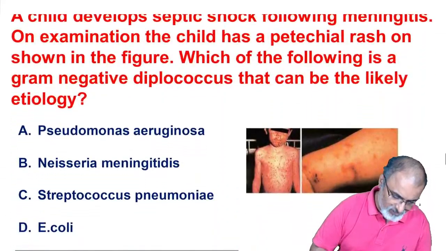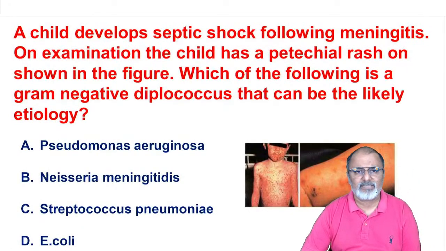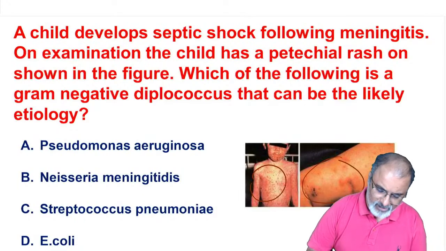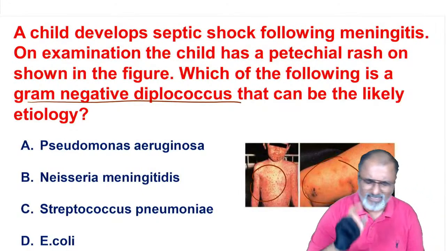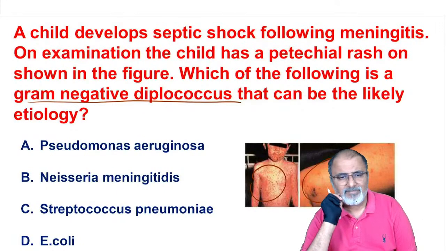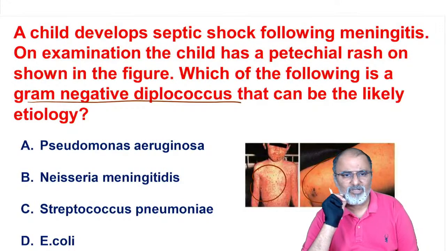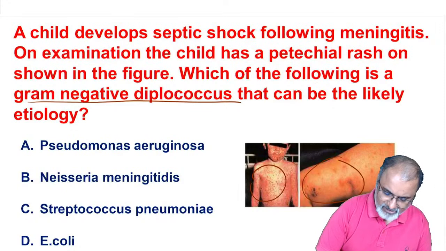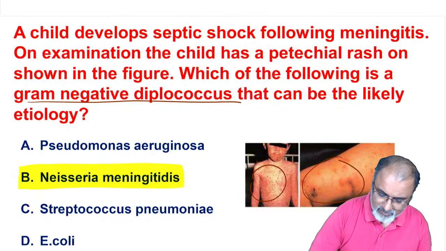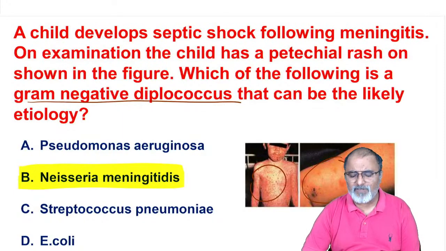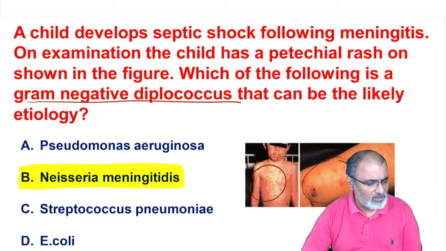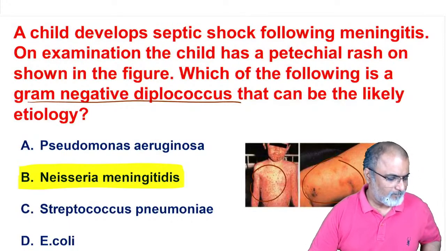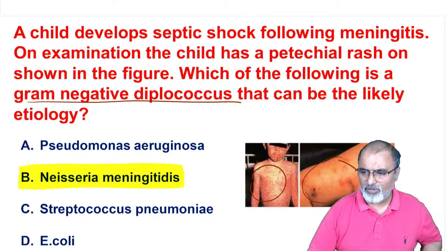Next is, a child develops septic shock following meningitis. On examination, the child has petechial rash as shown in the image. See, typical petechial rash. Which of the following is a gram-negative diplococci? Petechial rash, septicemia, meningitis. What else comes to your mind? There is a famous organism called Neisseria meningitidis. Petechial hemorrhage, rash with septic shock. We call this Waterhouse-Friderichsen syndrome. Got it?